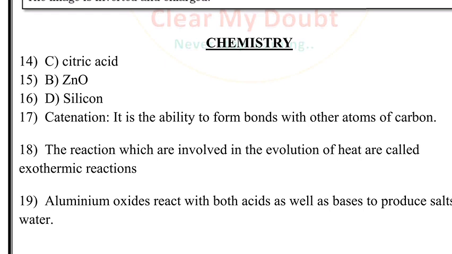And question number 16: the elements sodium, magnesium, aluminum and silicon are placed in the same period in the modern periodic table, having the atomic numbers 11, 12, 13 and 14 respectively. Which is the element that has the smallest atomic size? Answer is option D, silicon.